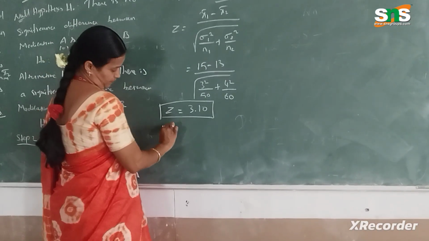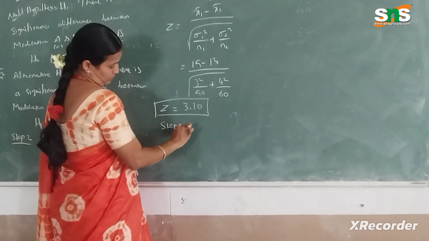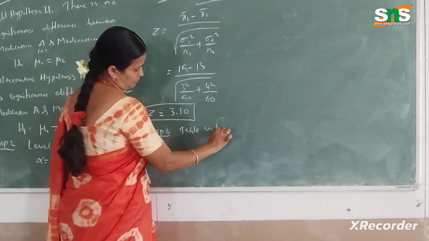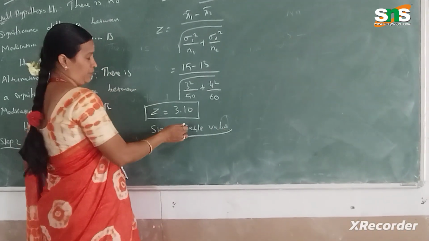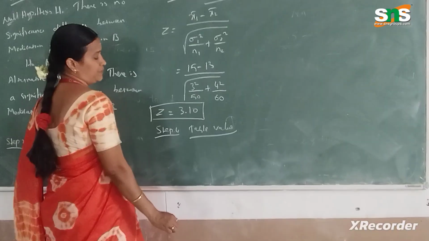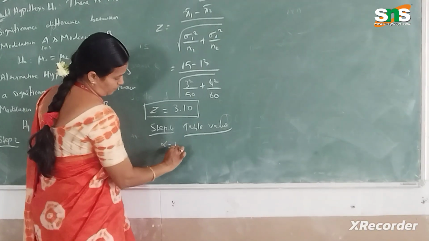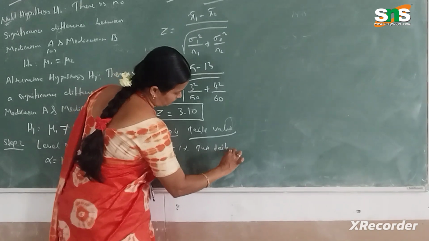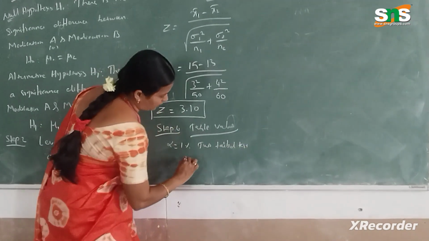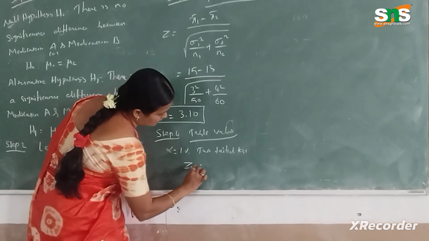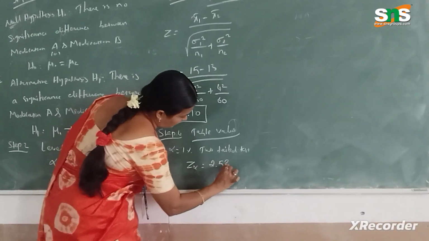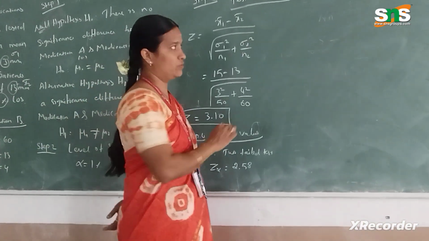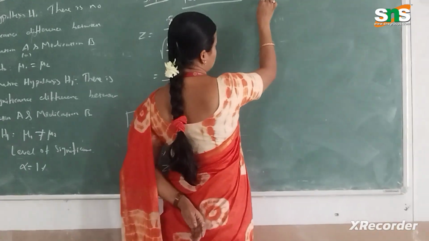Next, step 4, table value. We have separate table values for 1% and 5%. Here alpha value is 1% with a two-tail test. The corresponding table value, z alpha, is 2.58. So this is the table value. Next I am going to conclude this problem. So step 5, conclusion.